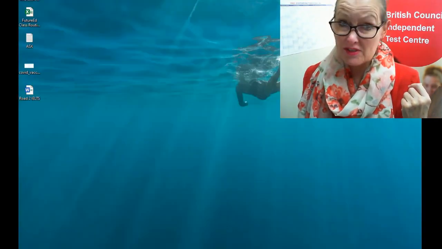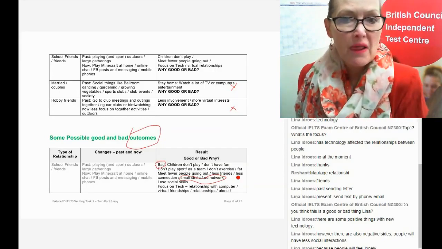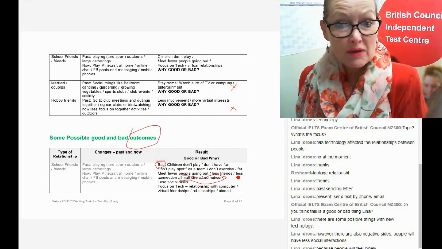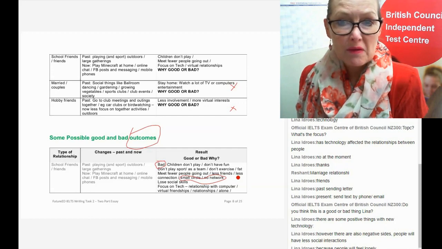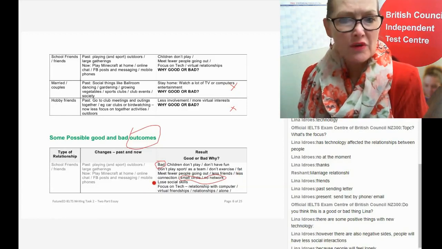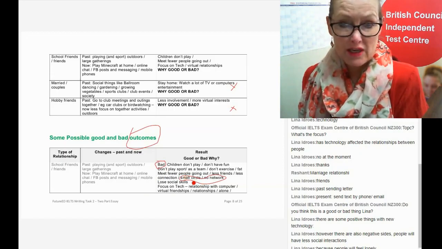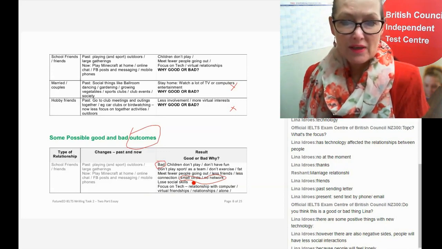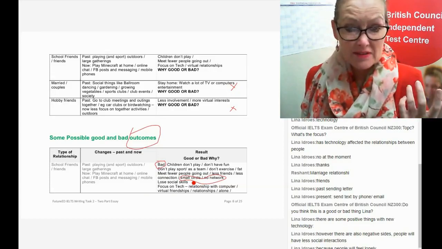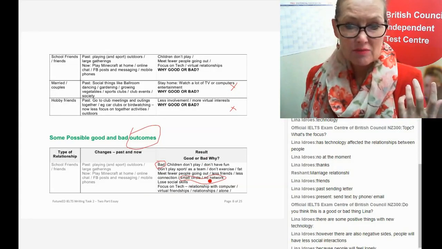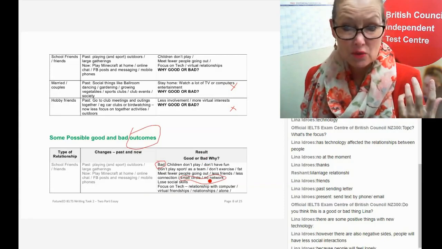So building on the points that I made, which were all rather negative, we could say that children don't play anymore, and maybe they meet fewer people, and the focus is all on tech and not so much on real close relationships. And we'll have a look at why this is bad. As married couples, we said they stay at home and they watch TVs. Why is this good or bad? And less involvement with friends. Why is this good or bad?